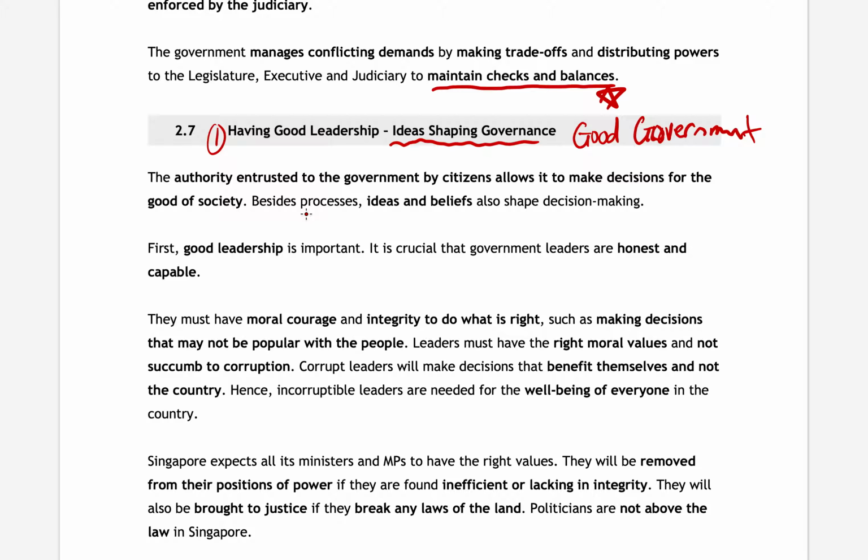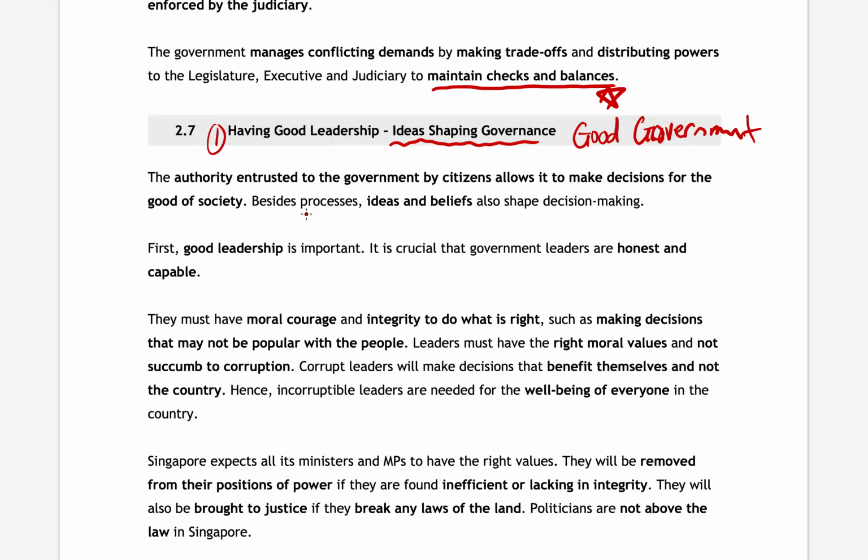Leaders must have the right values. Corruption is not tolerated in Singapore. Corrupt leaders will only take the money, for example the resources, and benefit themselves. They don't benefit the country. So incorruptible leaders are needed if we want a country to prosper. Singapore is one of the least corrupt countries in the world.